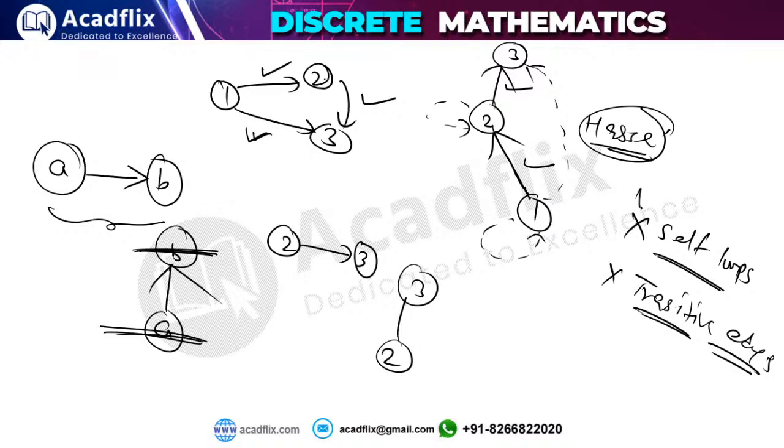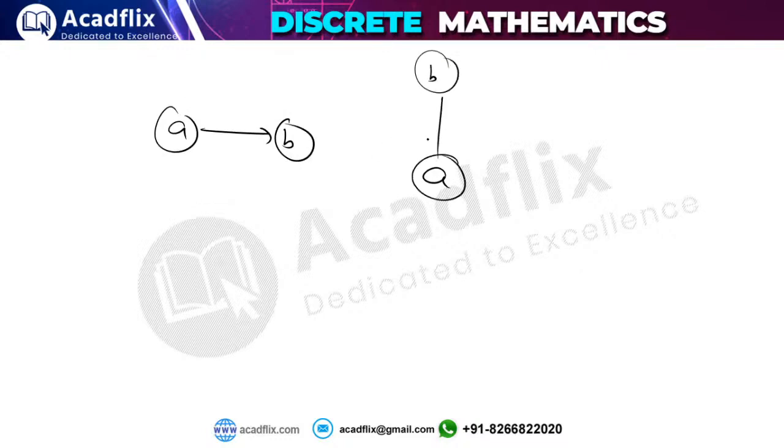So we do not show self loops, we do not show transitive edges. We only show the anti-symmetric property, but even this anti-symmetric property we show in a particular manner. For example, if A is related to B, then we will show it like this: A and then B. This is how we will show it. Okay, so this is your theory of Hasse diagram.